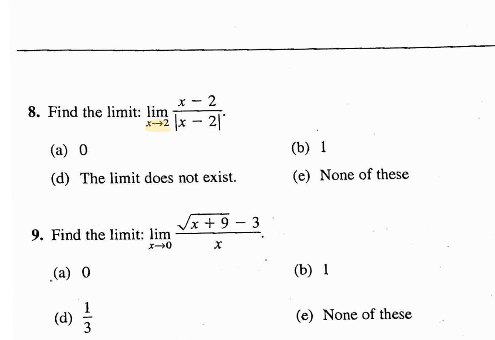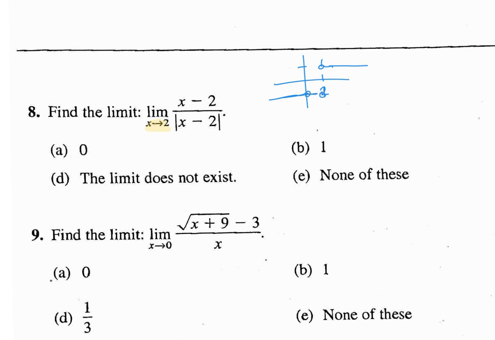Because if I were to think about this logically, 2 is my problem. Anything bigger than 2 is going to be a number divided by itself, which is just 1. Anything smaller than 2 is going to give me a negative number on top and the same exact number on bottom, but positive. A number divided by itself where one's positive and one's negative is -1. So my graph is going to look like this. I do not have an overall limit.